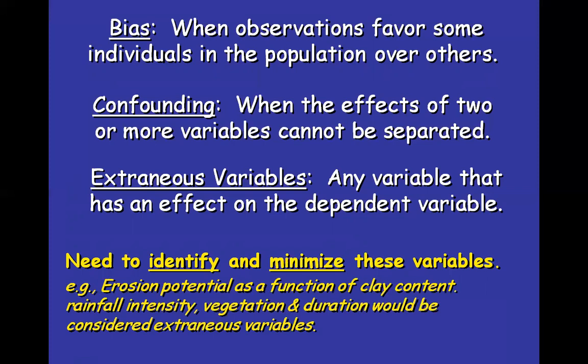Example, erosion potential as a function of clay content, where rainfall intensity, vegetation, and duration would be considered as variables. So we need to find erosion potential as a function of the clay content. You know, if you made an object from clay, in how much time it will get eroded. So in this experiment, we need to take into consideration rainfall intensity, vegetation, and duration as well. And they should be considered as extraneous variables to really understand the function of the clay content in a better way.